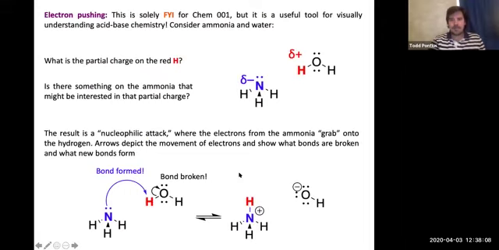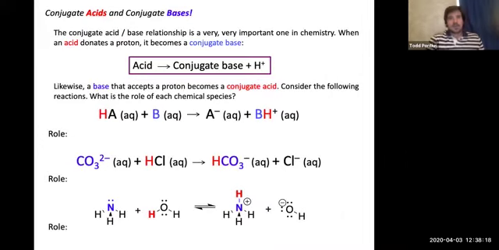Okay? Again, we're not going to be doing electron pushing, but for those visual people out there, this is what actually happens at the molecular level. So now we're going to go into this idea of acids, bases, conjugate acids, and conjugate bases. And it's a really important relationship in acid-base chemistry.